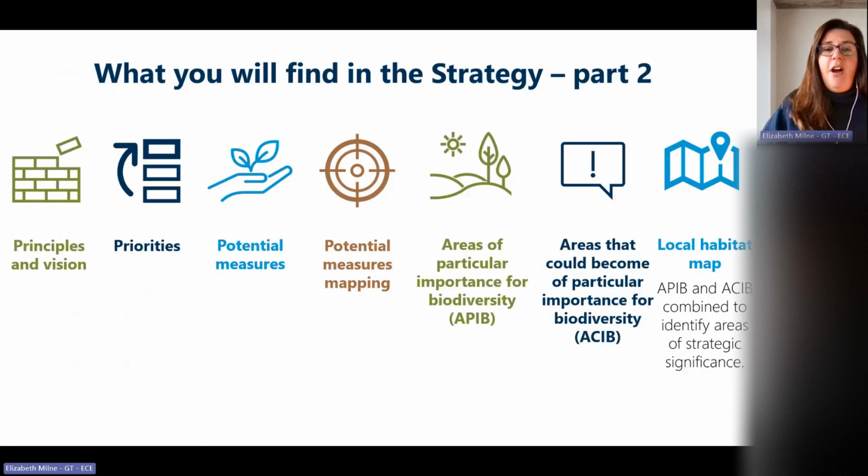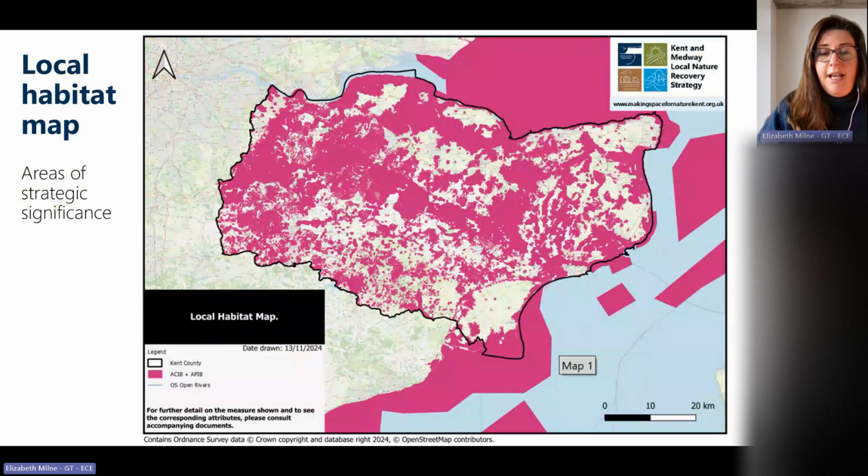And finally, the final mapping requirement of the strategy was to produce the local habitat map. This is essentially made up of our areas of particular importance and our areas that could become of importance, combining them together. Essentially what the local habitat map presents are areas of strategic significance. And so you can see that on that map there.